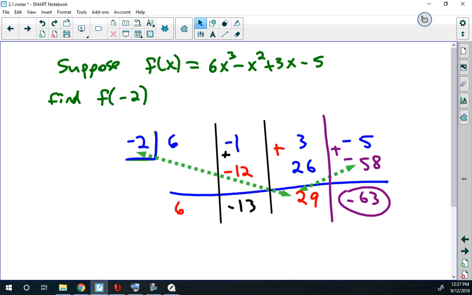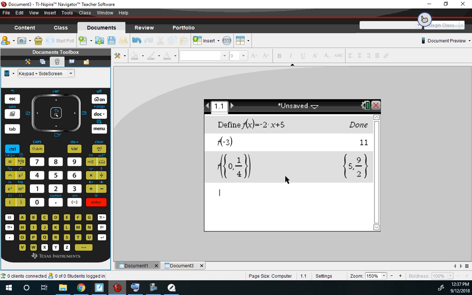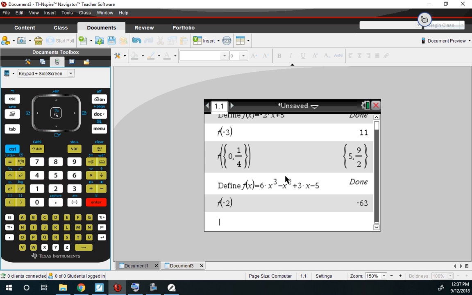On the calculator, let's go ahead and define f of x as 6x cubed minus x squared plus 3x minus 5. So let's try that. We're typing define f of x equals 6x cubed, minus x squared, plus 3x, minus 5. And we're finding f of negative 2. Oh my gosh.